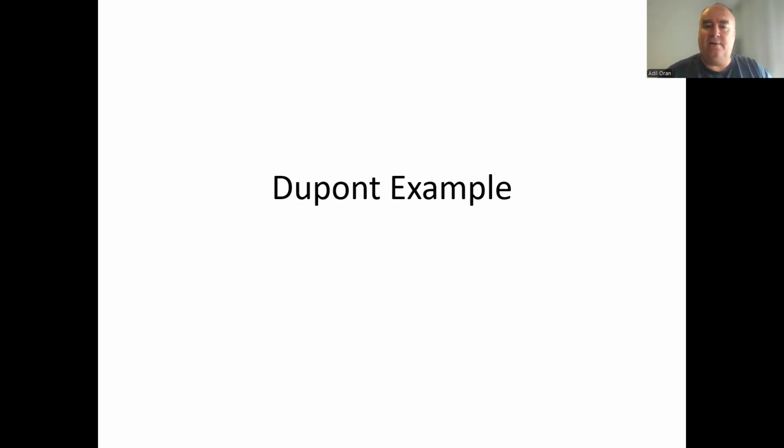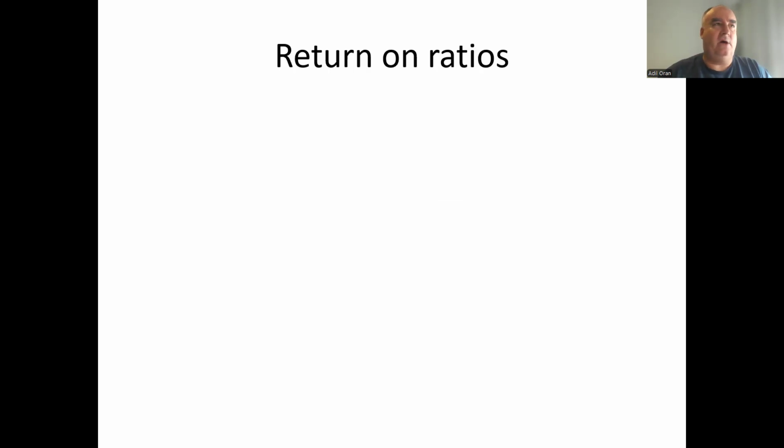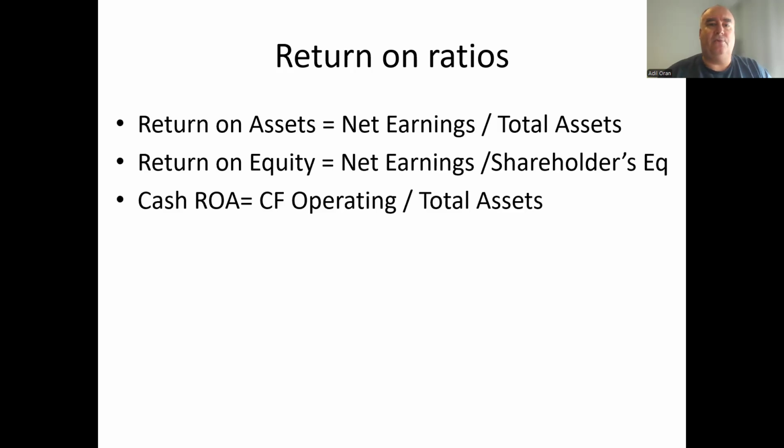So let's go ahead and take a look at a company where we have the DuPont information about it and also the relevant industry information. So in our company, first of all, let's remember what the main ratios that we're going to be using are. First we have the return on assets, sometimes also referred to as return on investment.